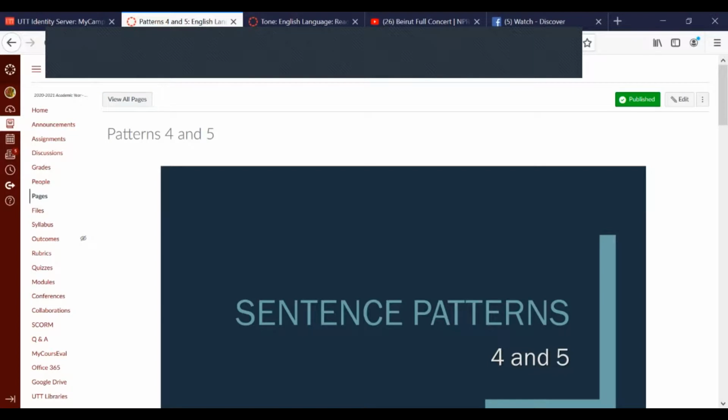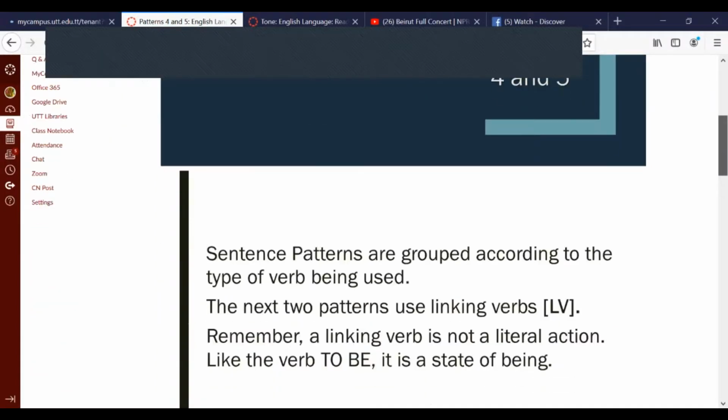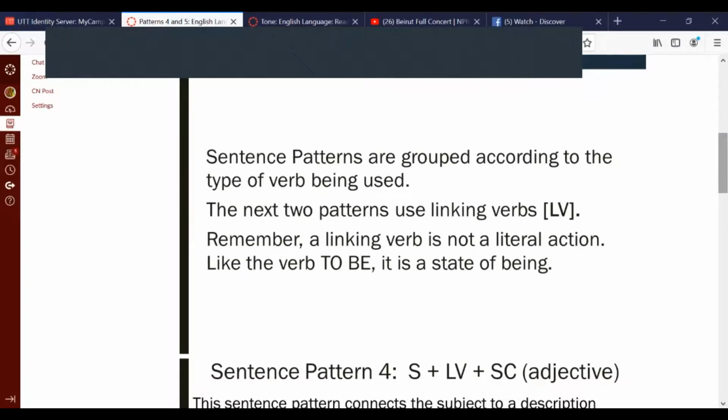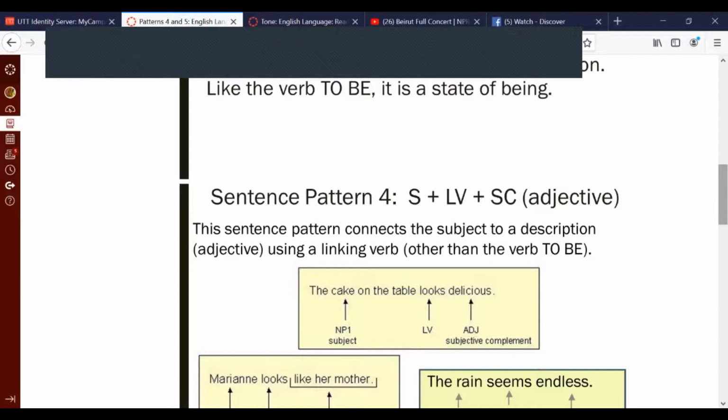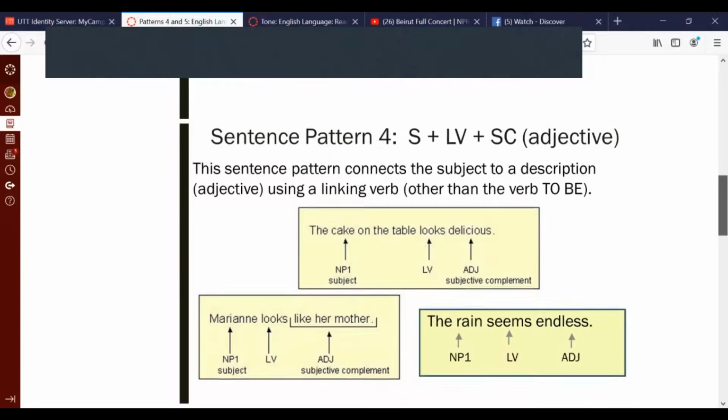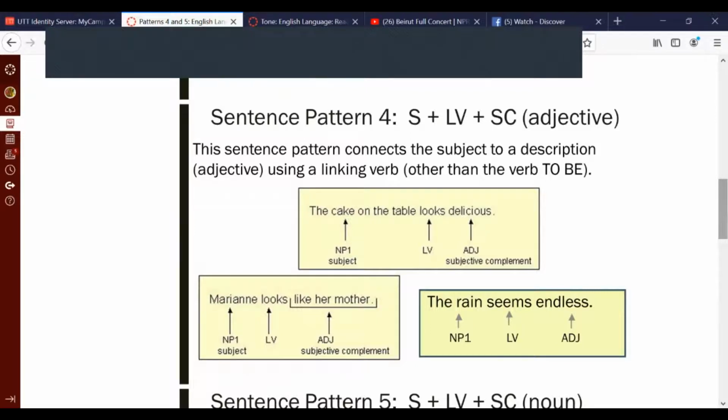So again, the idea is to think of verbs and how verbs function in a sentence. That will clue you into sentence construction, the different sentence patterns, and should help reduce major sentence construction errors, right? So the linking verb is a state of being. It is not a literal action, right? So you can't feel down the road, for example. It's not an action. It's a state of being, right?